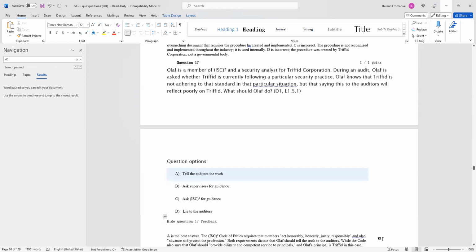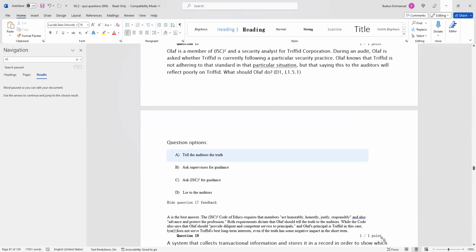This person is a member of ISC2 and a security analyst for Trifid Corporation. During an audit, they're asked whether Trifid is currently following a particular security practice. They know that the company is not adhering to that standard in that particular situation, but that saying this to the auditors will reflect poorly on the company. What should they do? Should they tell the auditors the truth, ask supervisors for guidance, ask ISC2 for guidance, or lie to the auditors? You never lie to the auditors, you simply tell the truth.